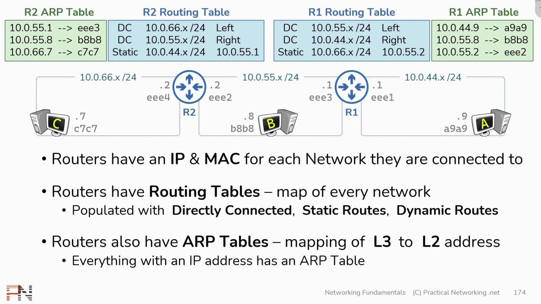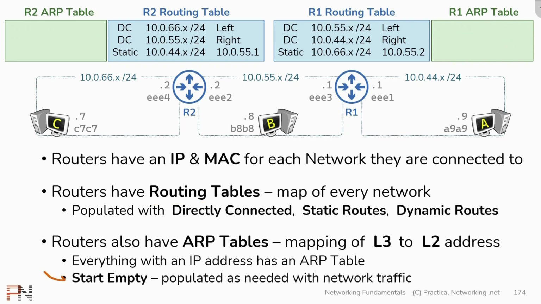Now the thing about ARP tables is that unlike routing tables, ARP tables actually start out empty. They will get populated dynamically as needed as traffic is flowing through this network. That's different from the routing table. The routing table has to be populated ahead of time. Recall that if a router receives a packet that it doesn't know how to deliver, the router is just going to drop that packet. But with ARP, if the router doesn't have an ARP entry it needs, it can simply do the address resolution process to figure out what it needs.